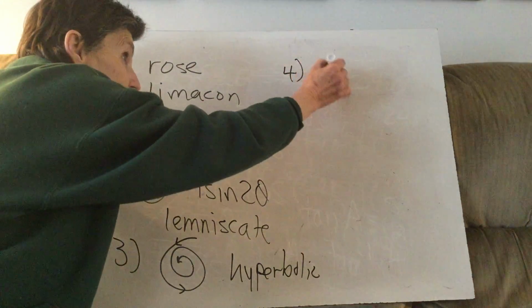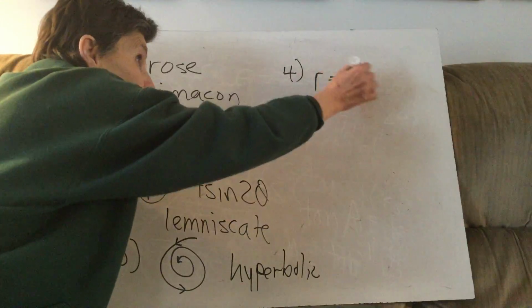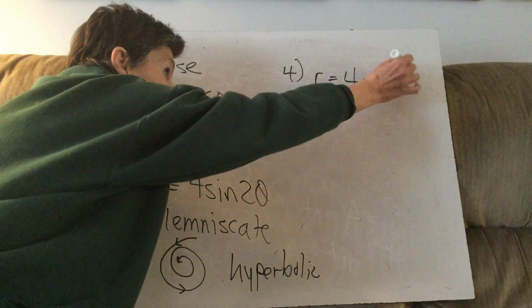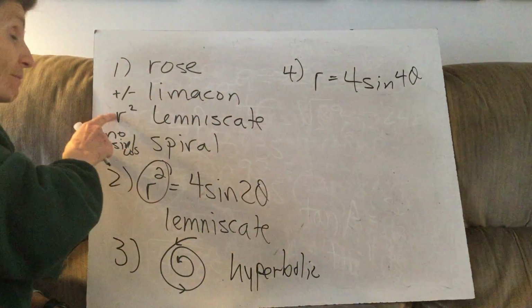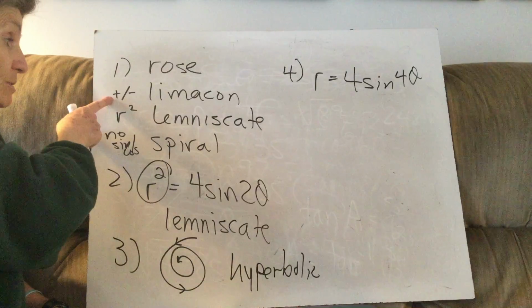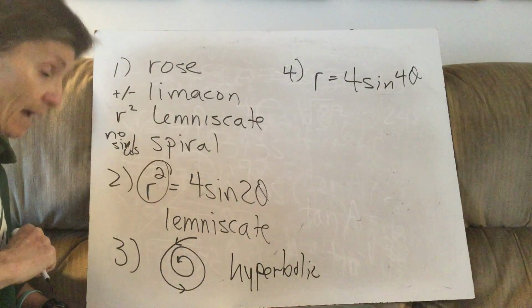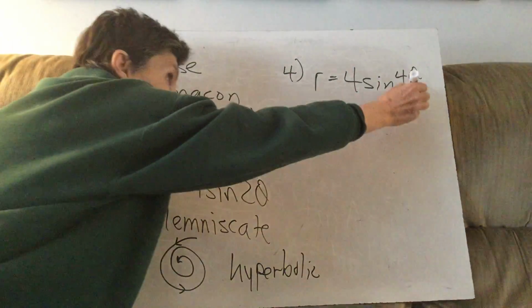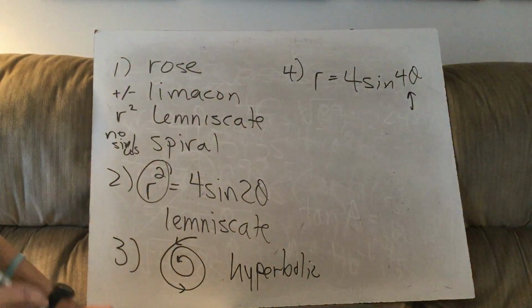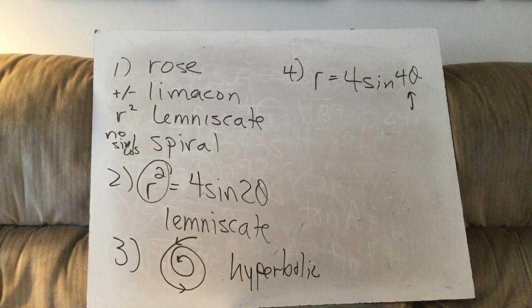So here's a rose. This is a rose. 4 sine 4 theta. Notice it does not have an r squared. It does not have an add or subtract. And it does have a sine or a cosine. This is a rose. How many leaves does it have? Remember, that number right there controls the number of leaves.